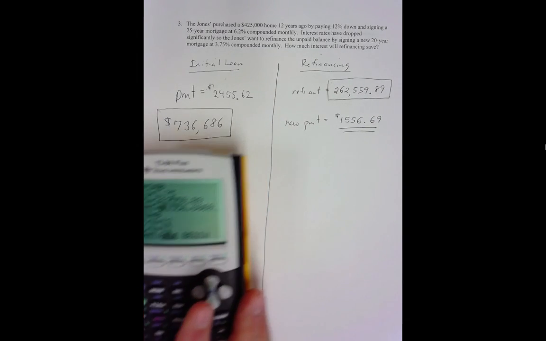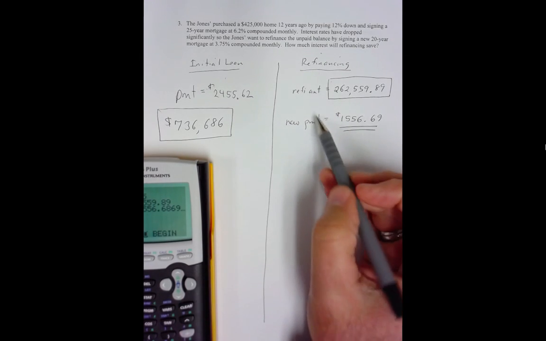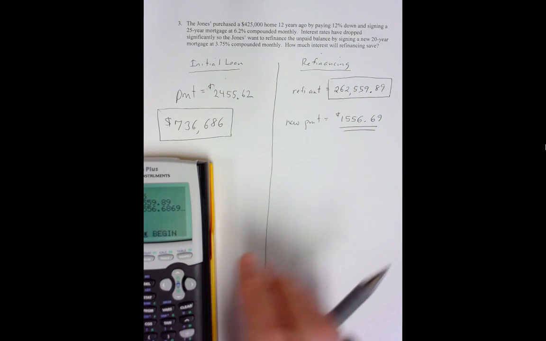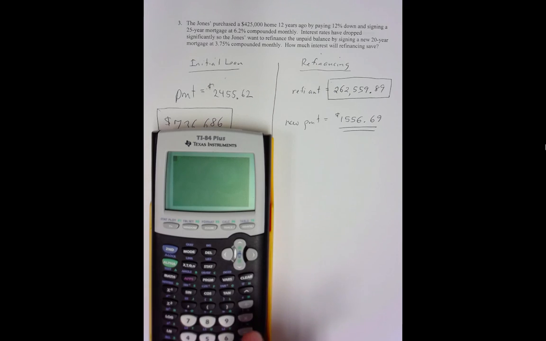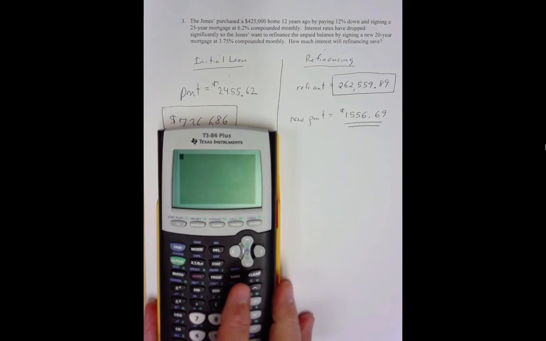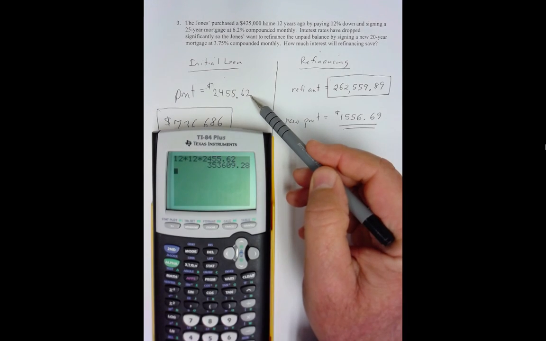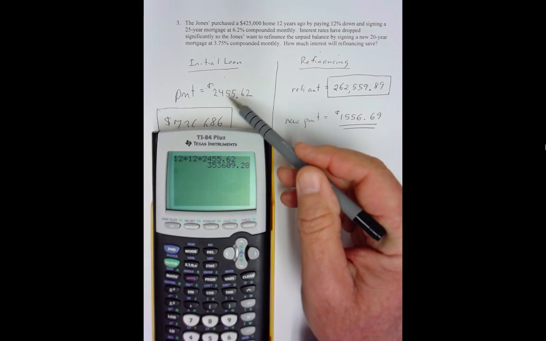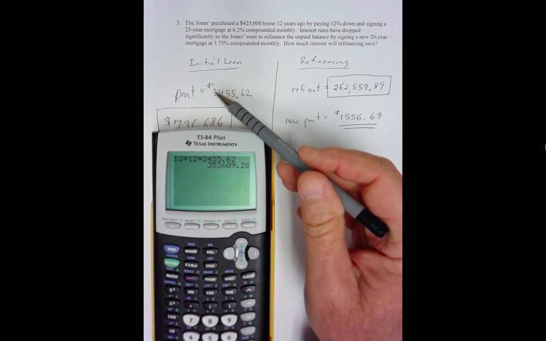All right, gang, let's compare what happens here. We've got two amounts paid. First of all, for the first 12 years, over here, they paid 12 times 12 times 2455.62. They paid this amount right here for the first 12 years. Now, we multiplied over here by 25 times 12 because we wanted to see what would have happened if they had stuck with this loan.